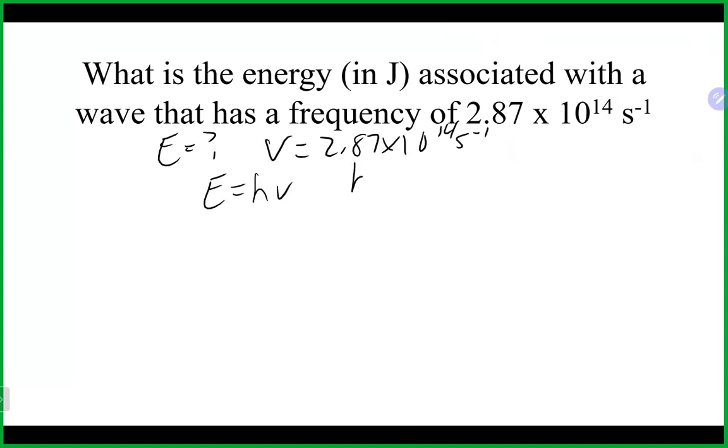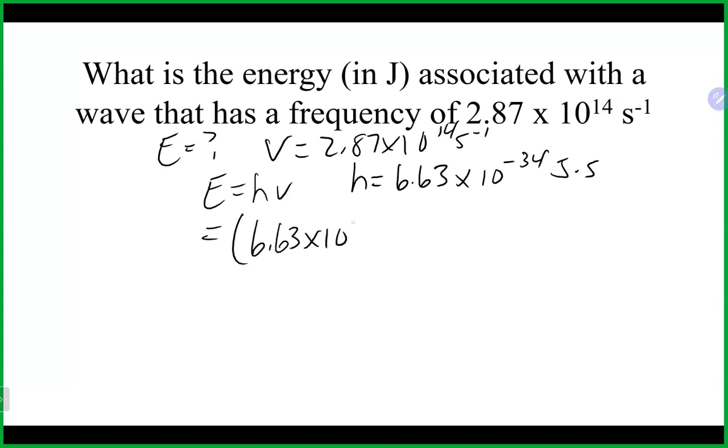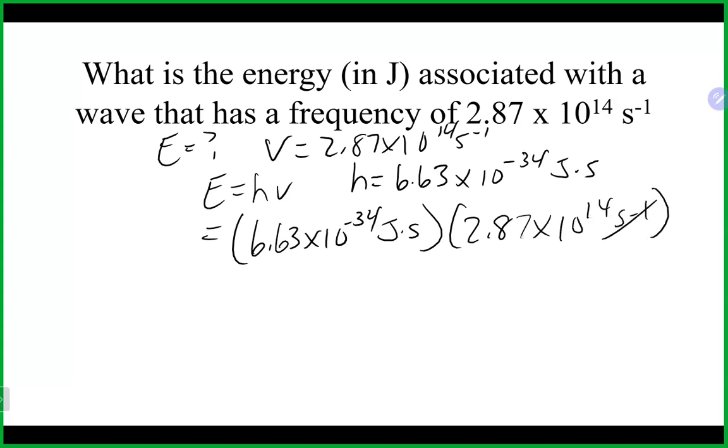Once again, never usually given to you, but a constant that you should always have, 6.63 times 10 to the minus 34 joules times second, which is Planck's constant. So really we just have to plug it in here, and we will get... And in this particular case, our seconds will cancel each other out, leaving us just joules, which is good because that is an energy.